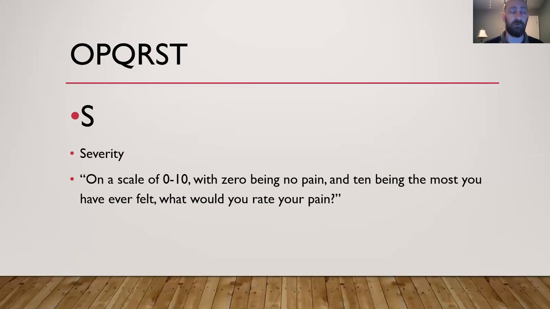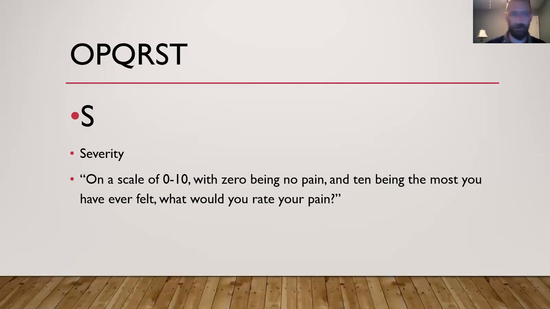So follow that up with, "So this is the worst pain that you've ever felt in your whole life right now?" Make them commit to it. A good number: anything like 7 or above, that's a lot. That's a lot of pain, and they should be in the hospital for it.